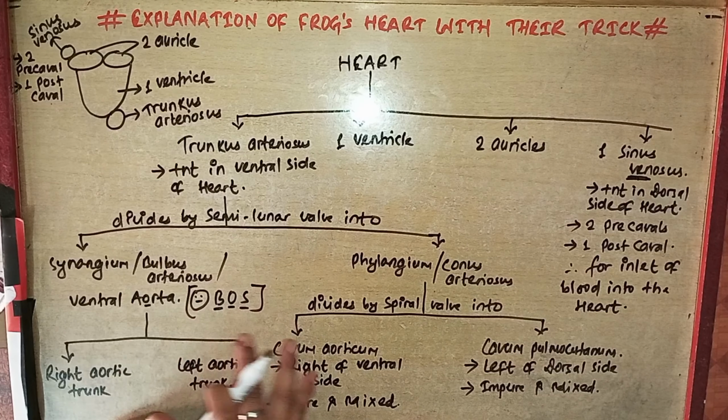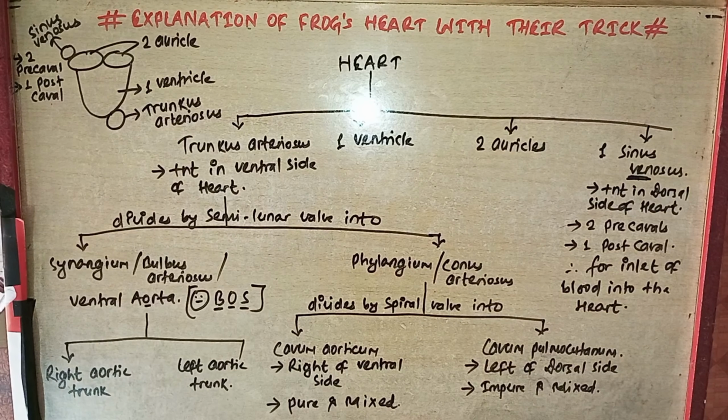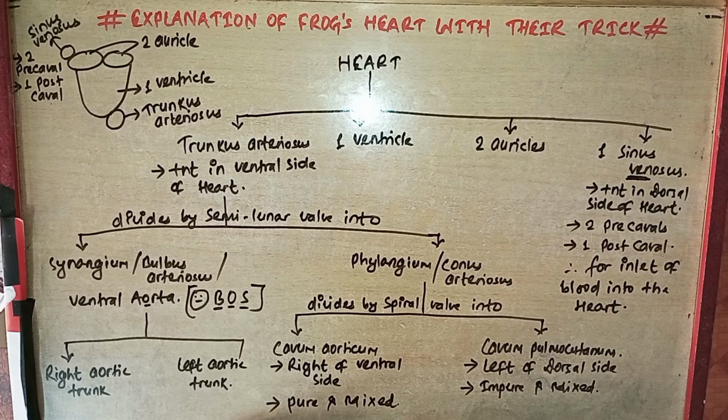So all parts of truncus arteriosus contain mixed blood, but cavum aorticum has pure and mixed, and cavum pulmocutaneum has impure and mixed. Since these two are so confusing and similar, I'll provide you a trick to remember one so that you can know the other. The trick is for cavum pulmocutaneum, and just opposite to it is cavum aorticum.